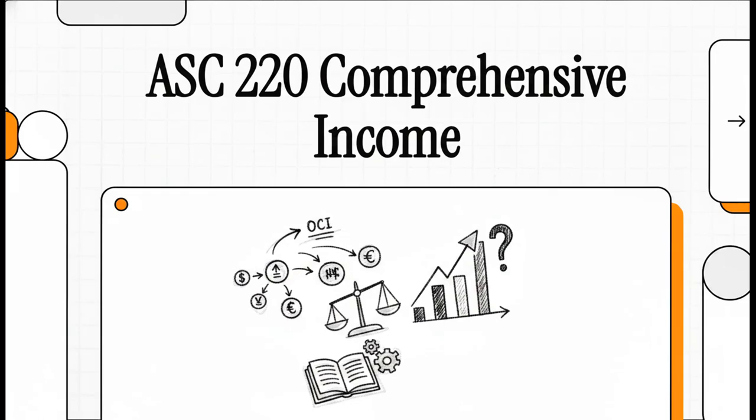ASC 220 Comprehensive Income, Section 2 of 8: Key Terms and the 4 OCI categories. Welcome back to this explainer.